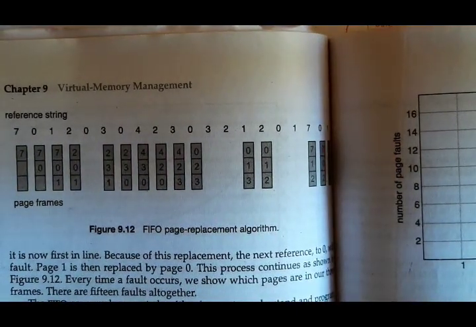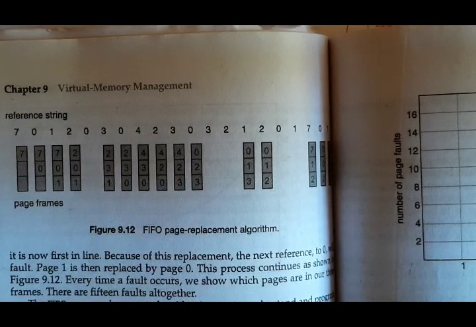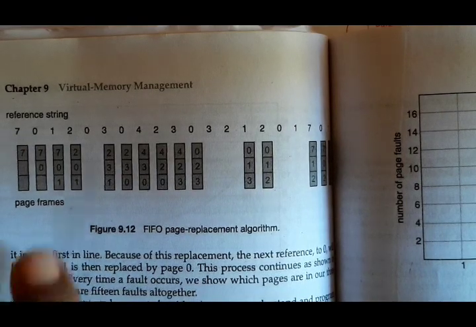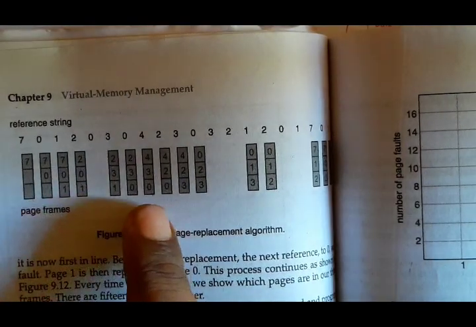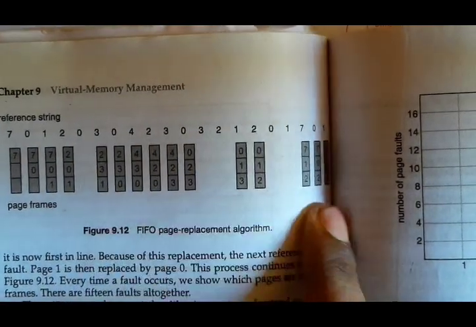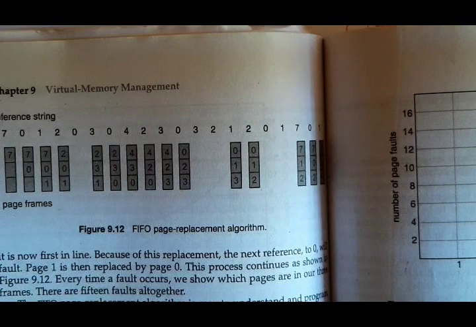Faults means if the CPU demands the page and that page is not present in the RAM, that is called page faults. So here how many page faults are there? 4, then 8, 10, 12, 15. 15 page faults are there.